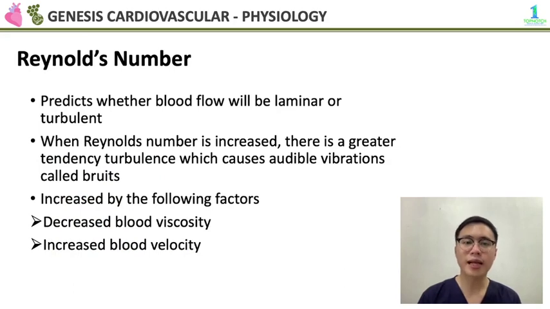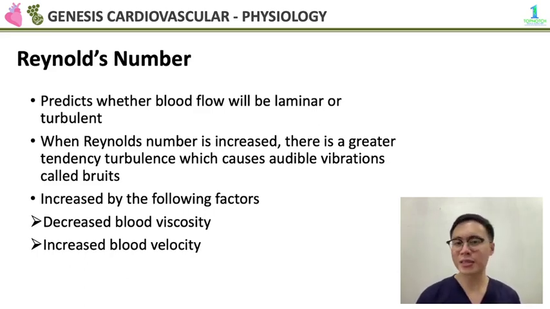So Reynolds number will help predict whether the blood flow in a particular vessel will be laminar or turbulent. So if it's high, when the Reynolds number is increased, usually above 4,000, there is a greater chance for the blood vessel to have turbulent flow. And this turbulence leads to audible vibrations called bruits.